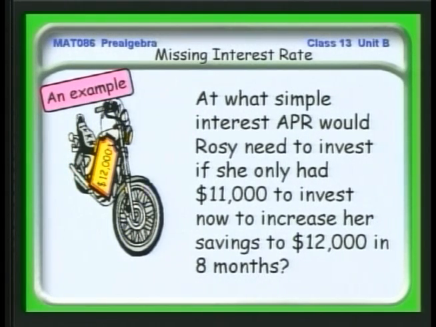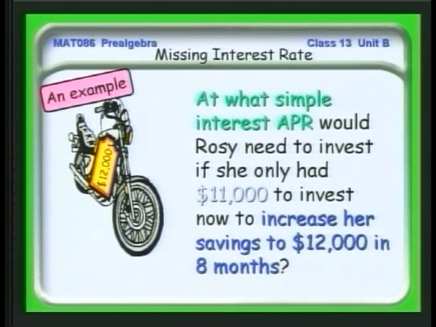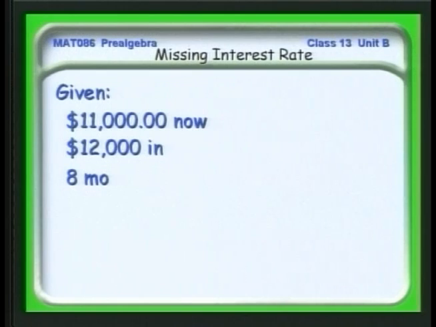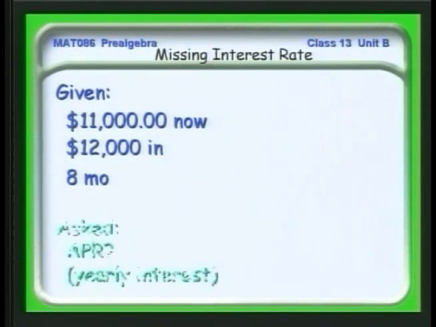We'll have to see. But what they're asking for is, what's the APR? What information are we given? She has $11,000 as the principal. The final balance is $12,000. The time period is 8 months. And we would like to work the other way to calculate what the APR is. We're given $12,000, $11,000 now, $12,000 in 8 months. And we're asked, what is the yearly interest?